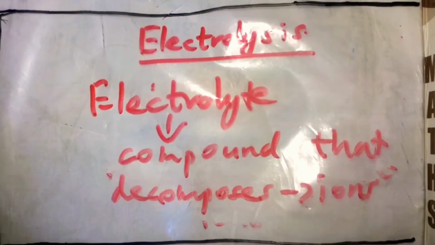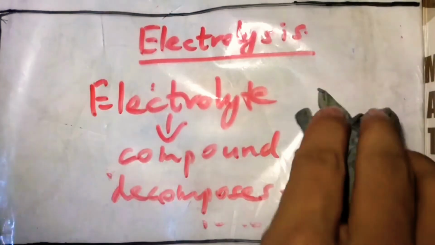Non-electrolytes are those compounds that do not decompose when electric current is passed through them, as they do not conduct electricity. Examples are sugar solution, distilled water, most organic compounds except organic acids, and petroleum products.